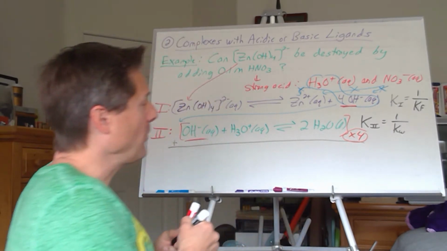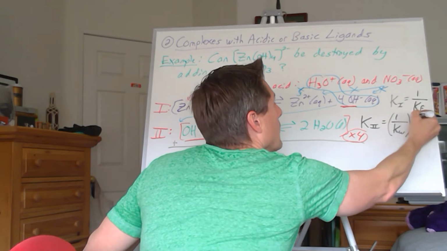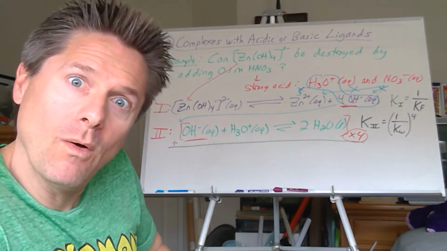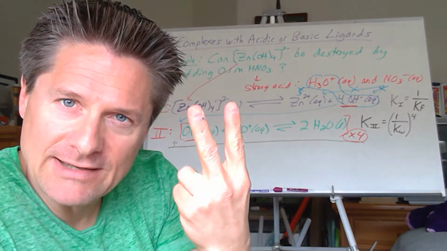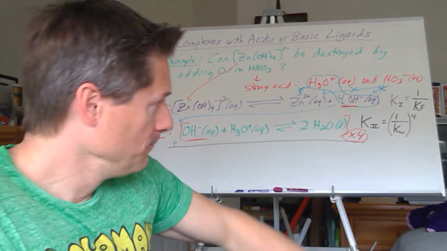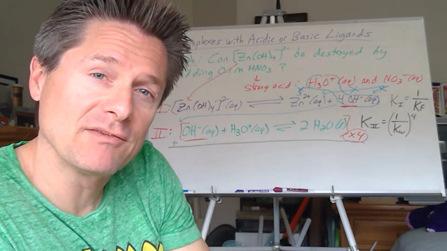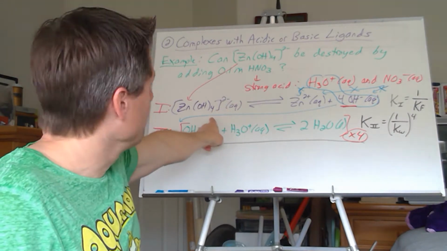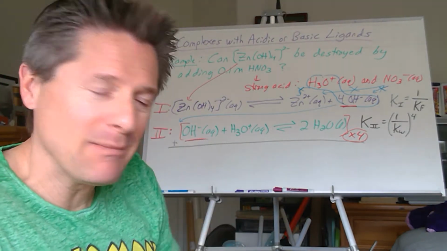So if I multiply that by 4, then I have to put that to the 4th power, right? I took the original autoionization of water, reversed it, and multiplied it by 4. So I'm going to take the inverse of Kw, because I reversed it, and raise it to the 4th power because I multiplied it by 4. This is the reverse of the formation of that complex ion, so the K value for that equation is 1 over the original Kf value. Got to get good at manipulating things.